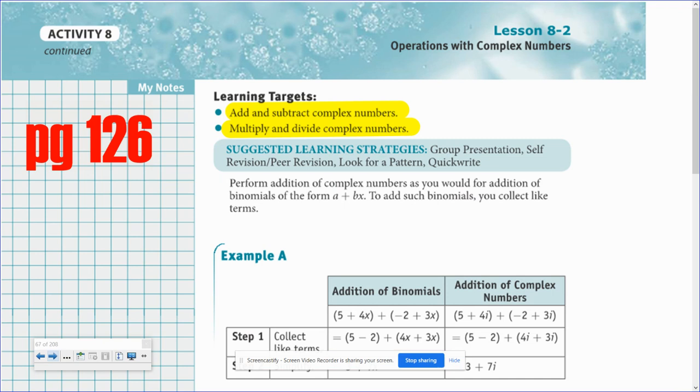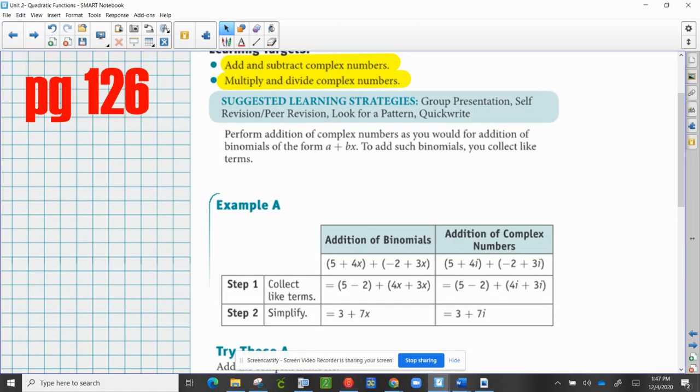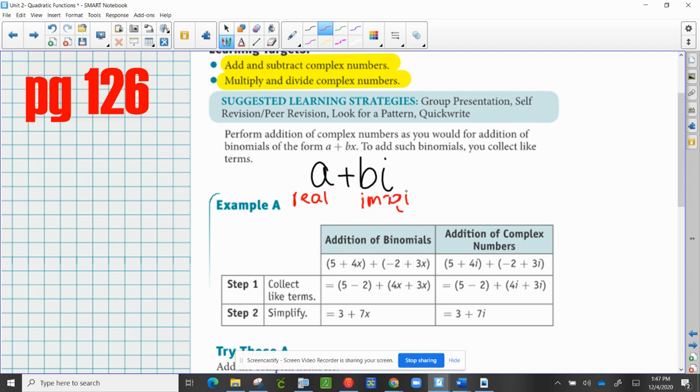Okay, so we're going to start with performing addition and subtraction of complex numbers. A complex number is just something in the form of a plus bi. So you have a real part, they call it, and an imaginary part. That should say imaginary. My pen's going a little in and out, so excuse the messiness.